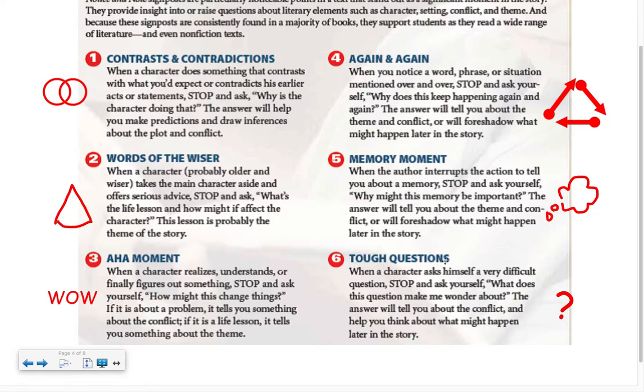Finally, 6 are tough questions. So when a character is wrestling with something internally, it usually is an internal conflict. And I use the question mark for that. And when I come across that tough question, I'm going to ask myself, what does this question make me wonder about? Altogether, all these different ways of reading help me uncover the theme. First they help me find conflict within the story, and then from there I can determine the theme.